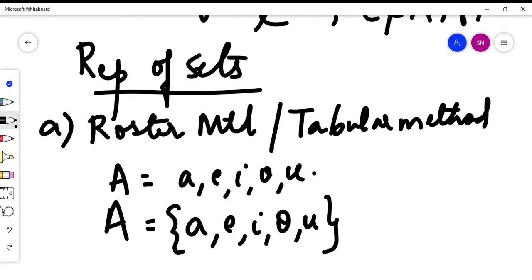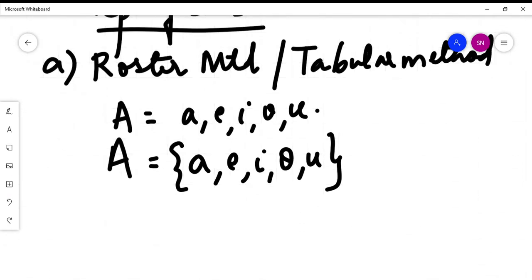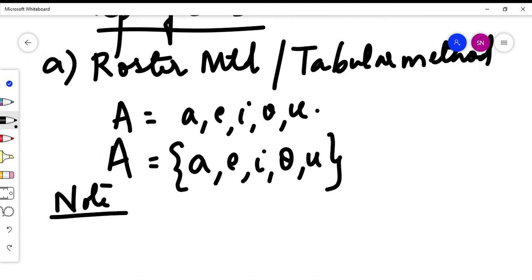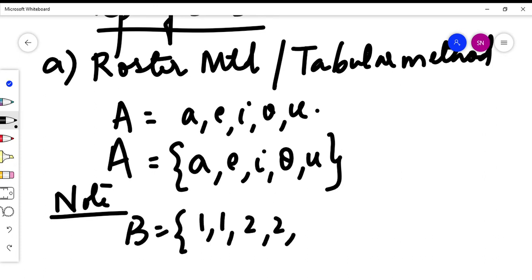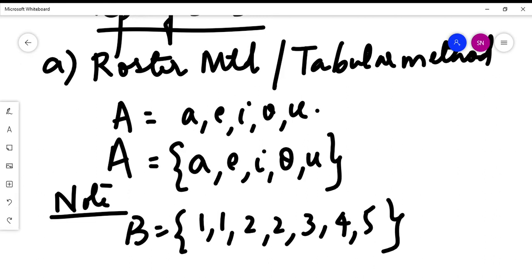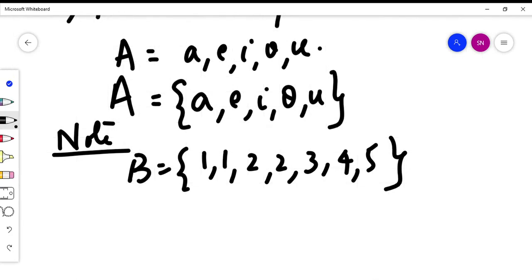So representation of sets in the roster method is like this. And one more very important note I would like to tell you all here is, whenever I represent a set, for example, I have set B is equal to {1, 1, 2, 2, 3, 4, 5}. So here what is happening? I can see the elements getting repeated. Whenever elements are repeated inside a particular set, then when I write that set, I will consider the repetition only once.